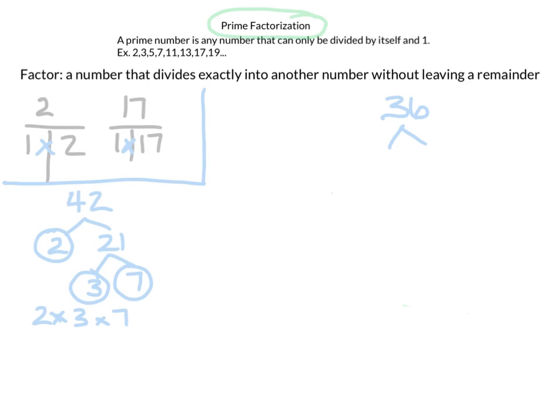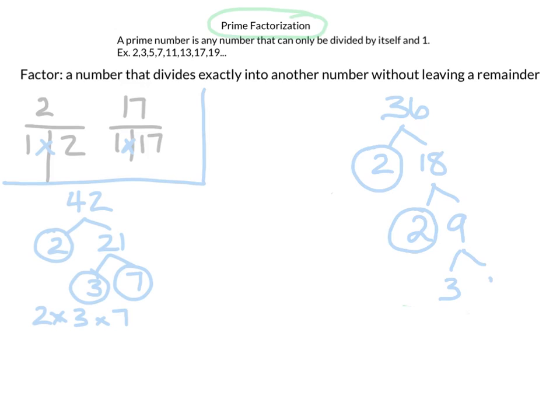Now I want to show you the prime factorization for the number 36. I know that 2 times 18 is 36. You could start with any 2 factors for 36 and you'll be fine. 2 is prime, so I circle it. 18 is an even number, so I know I can multiply 2 times a number. 2 times 9 is 18. 2 is prime, circle it. I know that 3 times 3 is 9.